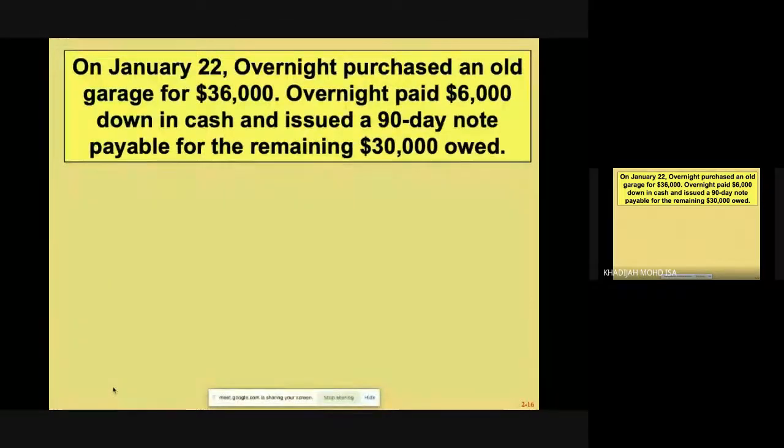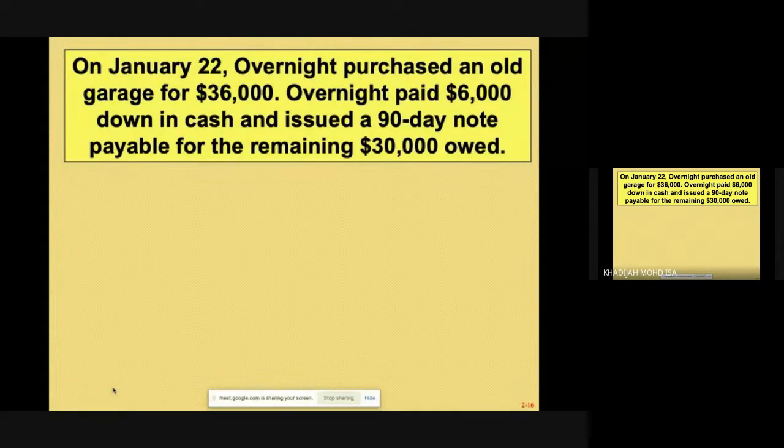Then you have January 22nd, when you purchase an old garage. Remember, the company is an auto service company, so when they buy a garage, it is a kind of building. You buy a garage to do the services. The garage costs 36,000, but Overnight paid 6,000 down in cash. So from 36,000, you have paid 6,000, and the balance of 30,000 you have to pay in the future.